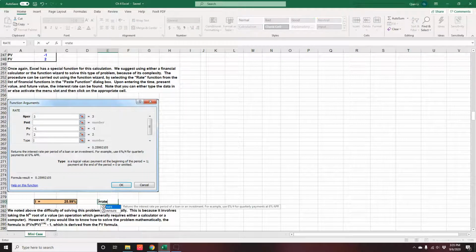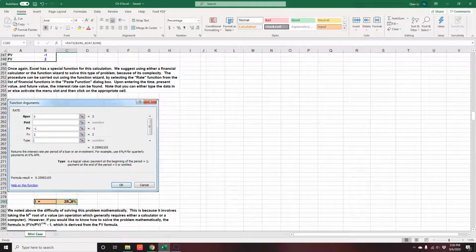Or you can just type in the formula directly. So equals rate, and then you input the 3 years and the 0 payments, $1 becoming $2, -1 here, +2, or +1 here, -2, as long as one is positive, the other one is negative. It doesn't matter which one is positive, which one is negative. For all these results, I would recommend you to just click and look up at the formula bar and see the formula they use and the variables they use.